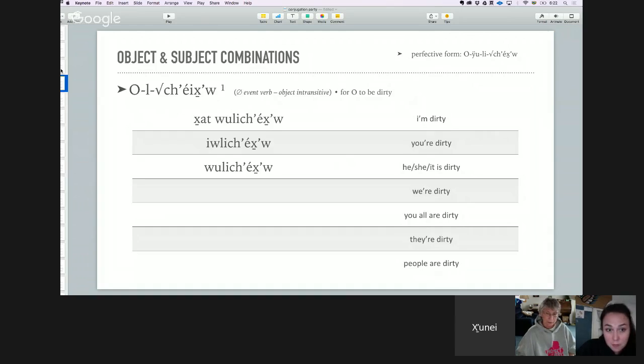We're dirty. That would be we dirtied it. Okay, and there is a verb you could say, who dirtied this table? Y'all are dirty. Awesome.